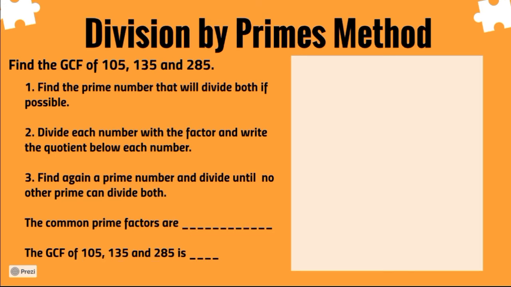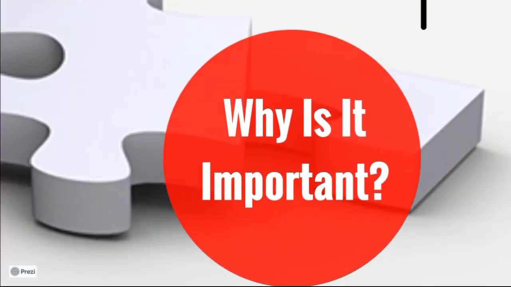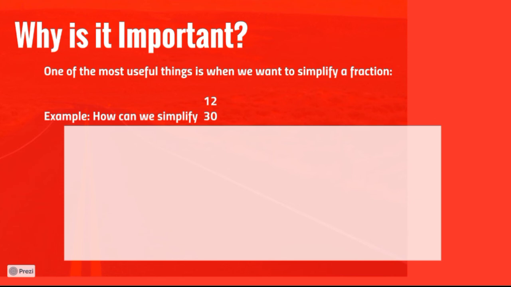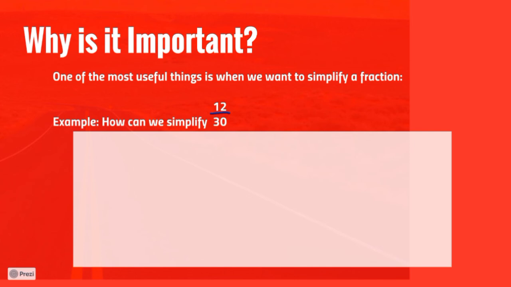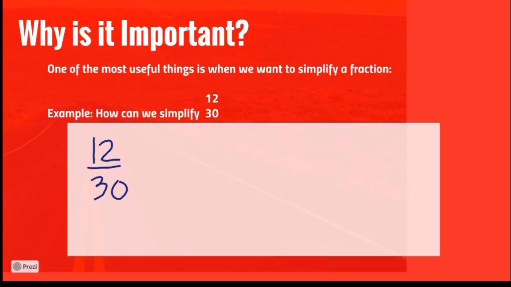Para saan ba kung bakit natin kailangan pag-aralan ang GCF? Dahil ang GCF ay ginagamit sa pagre-reduce ng fraction o sa pagsisimplify ng fraction to lowest term. Let's say, how can we simplify 12 over 30? So, kukuhanin natin ang GCF ng 12 and 30 para ma-reduce ang fraction to lowest term. So, hanapin natin. So, dapat ang magiging sagot ay relatively prime. Wala nang ibang common. Of 12 over 30.